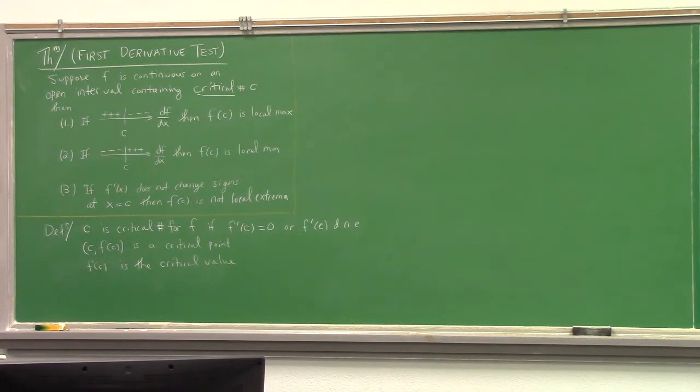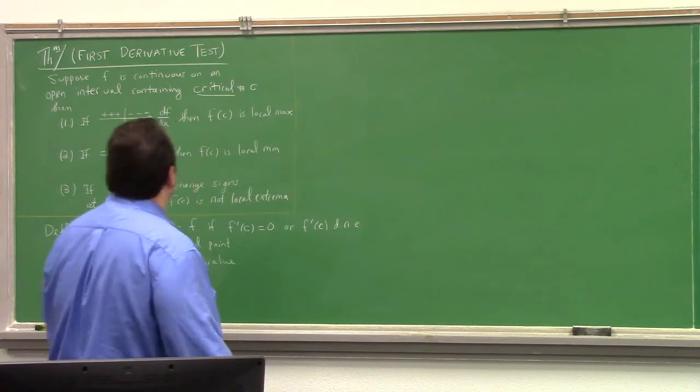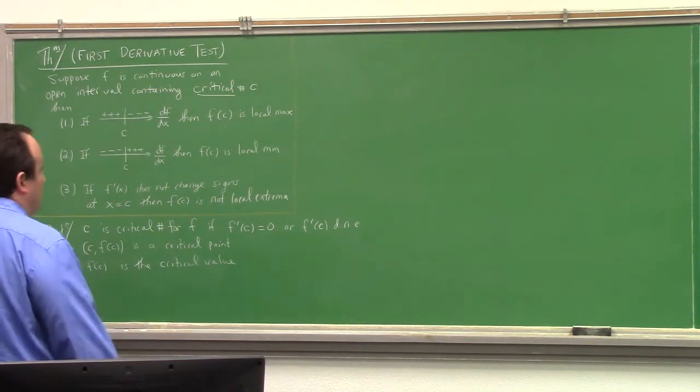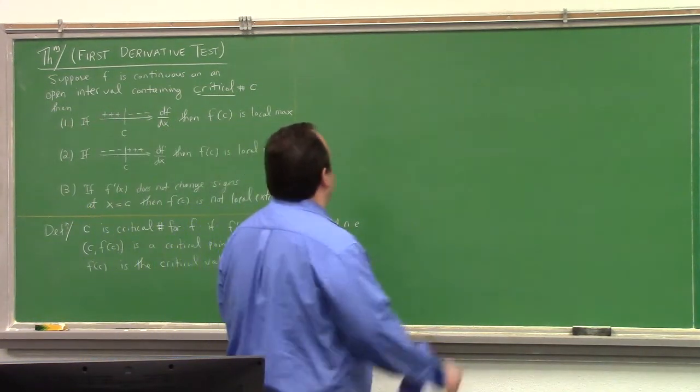Fine. Anyway, this is a critical number. And then we discovered the first derivative test. It shows that if you look at the first derivative, you can tell whether a particular critical point is a maximum or a minimum or neither by studying how the sign of the derivative changes going across the critical point. All right? This is called the first derivative test. Great. And let's look at an example.